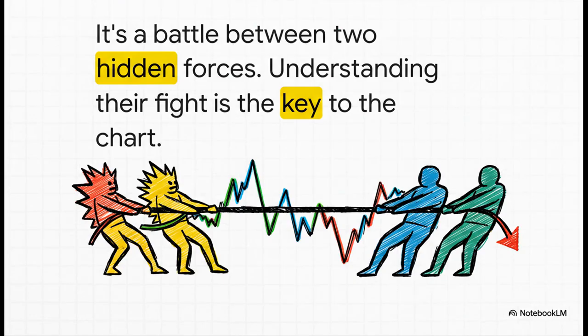This really gets to the heart of it. The best way to think about the market is as a constant tug of war. It's a battle between two opposing forces. On one side, you have the aggressors, and on the other, you have the defenders. And if you can understand their fight, you can unlock the entire story of the chart.